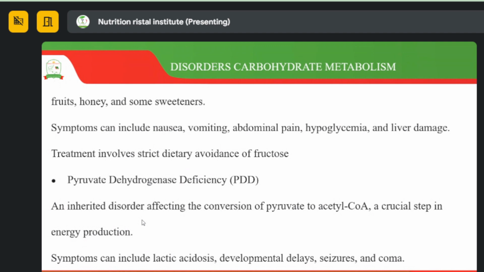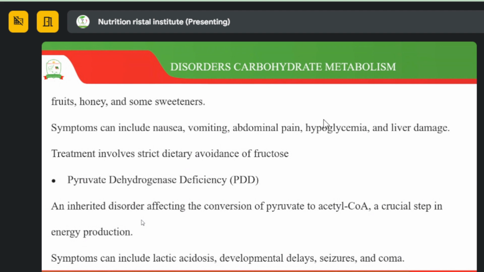Let's get to the next subheading, or the disorder, sorry. We have pyruvate dehydrogenase deficiency, an inherited disorder affecting conversion of pyruvate to acetyl-CoA. That's one of the challenges. A crucial step in energy production, meaning your pyruvate cannot be converted into acetyl-CoA. So this will result in disorders, and this process may not proceed as the body is supposed to do.